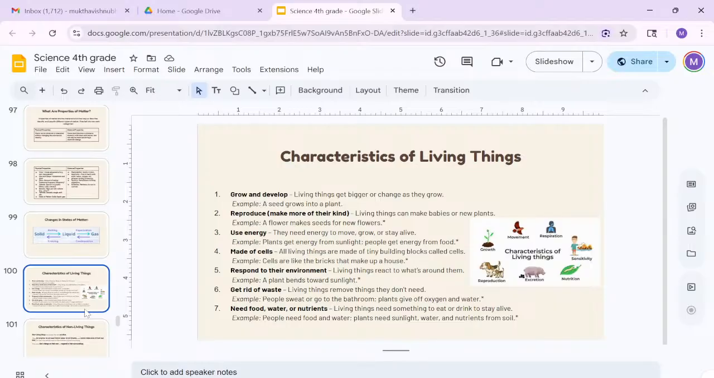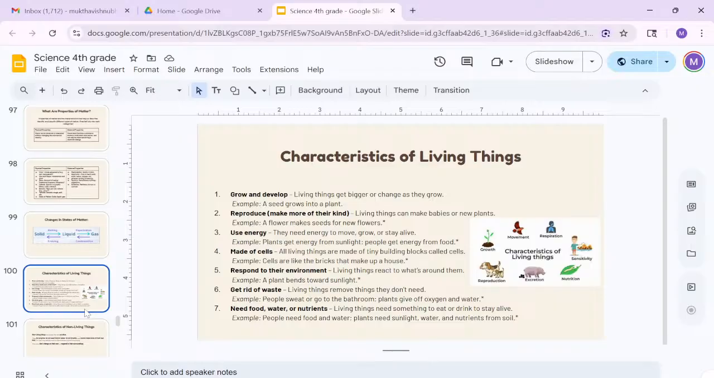So, grow and develop, reproduce, use energy, made of cells, respond to their environment, get rid of waste, and need nutrients. All of these things we do. So that's why we classify it as living things. When it's a plant or maybe a bird, these are all living things because they do all of these steps. This is how scientists figure out if it's a living thing or not.